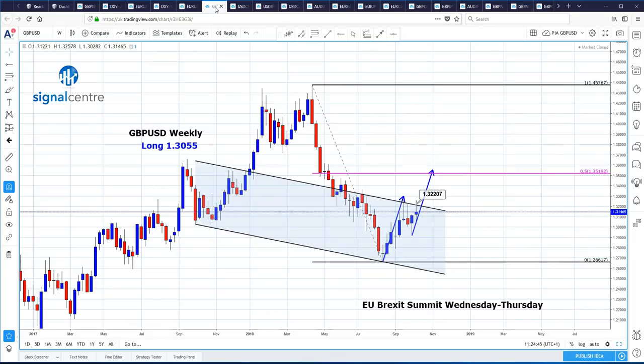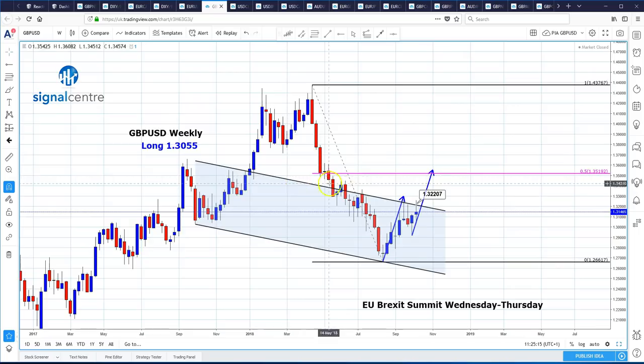Sterling dollar, we're still long in cable at 130.55. We're going to monitor price action at the beginning of next week to see whether or not we're going to hold that position. Might pull the stop into entry. We've got the EU Brexit Summit Wednesday and Thursday. Obviously expect some volatility, maybe some news bombs coming out of there. But our medium-term focus, again, is still to the upside.